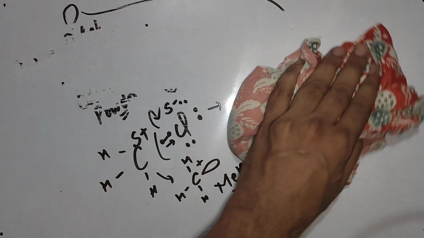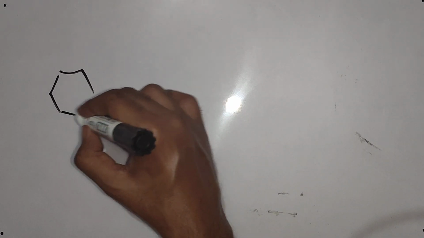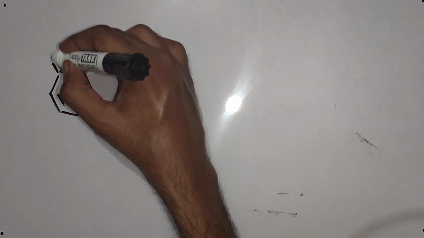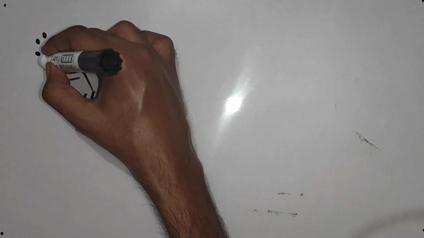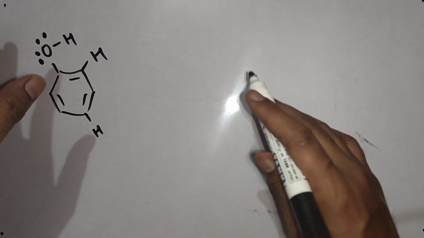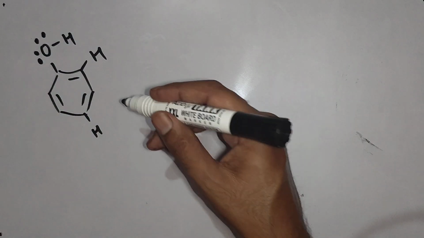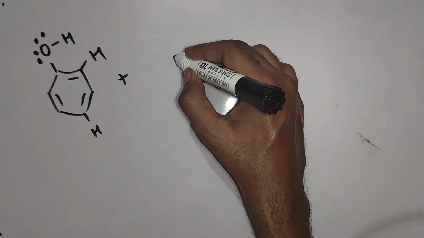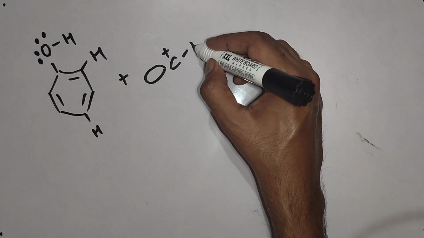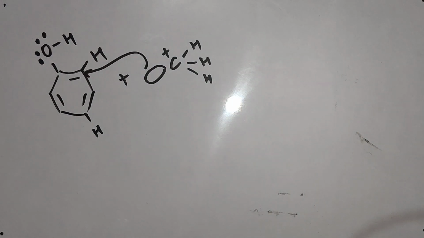So the second step, please write this mechanism step by step by yourself. I am writing it randomly. Write by yourself. Do some work. Now, this is our phenol. We know which positions are best targeted by electrophiles, ortho and para. So first I am going to attack on the ortho position. This is CH3 methyl. So with its vacant orbital, it will attack on this carbon for electrons.